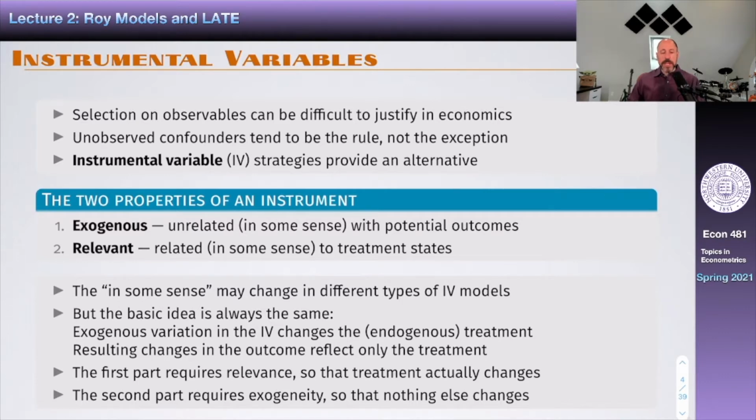The basic idea in either case is the same. You need exogenous variation in the IV, so that you move the IV and that changes the treatment. And then the treatment will move the outcomes, but without having a direct effect from the instrument on the outcomes. And that would allow you to identify the effects that we care about. The first part requires relevance: you move the instrument, you move the treatment. The second part requires exogeneity, because if you move the instrument and the outcome also changes, then it's unclear how much of the change is coming from the treatment and how much is coming from the instrument itself.